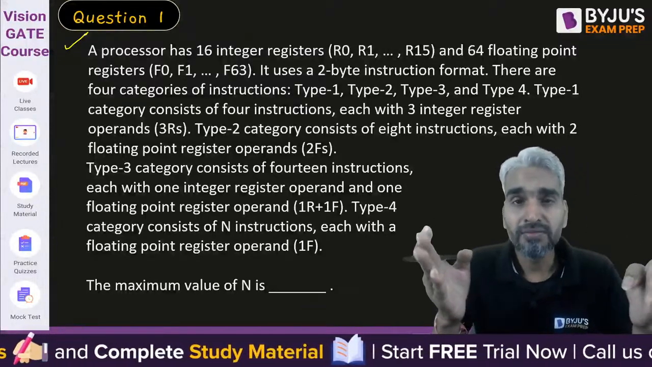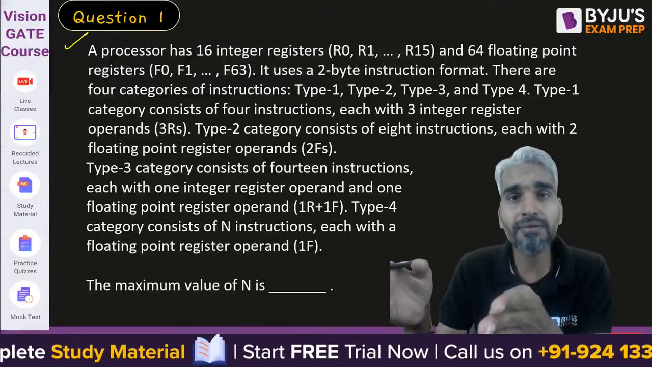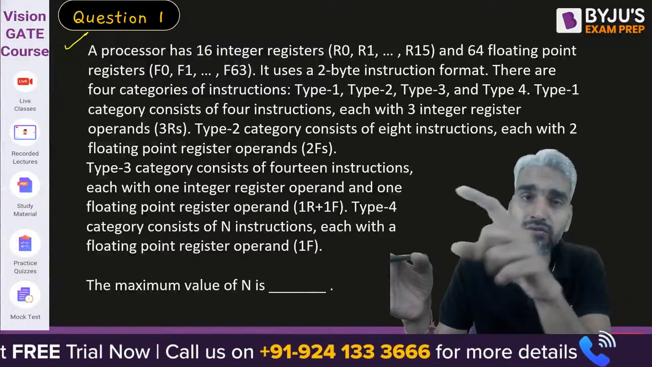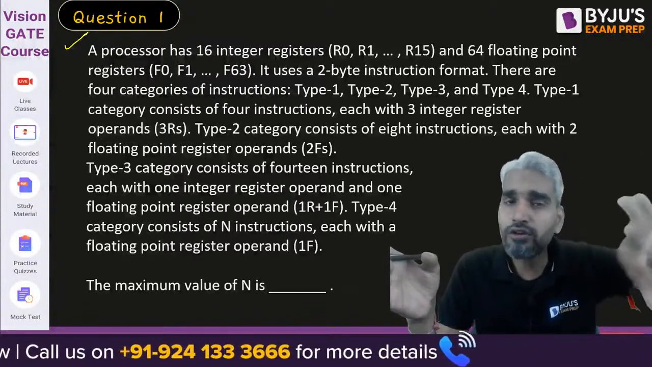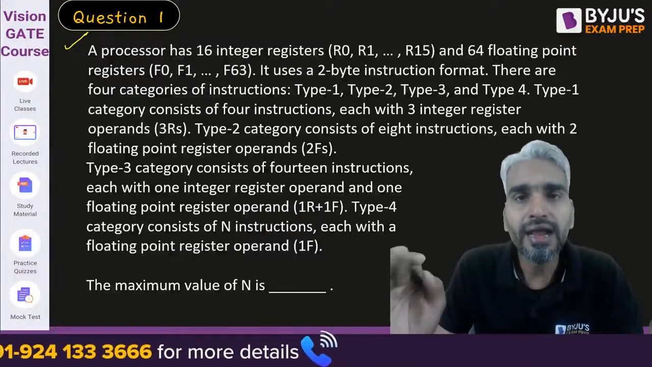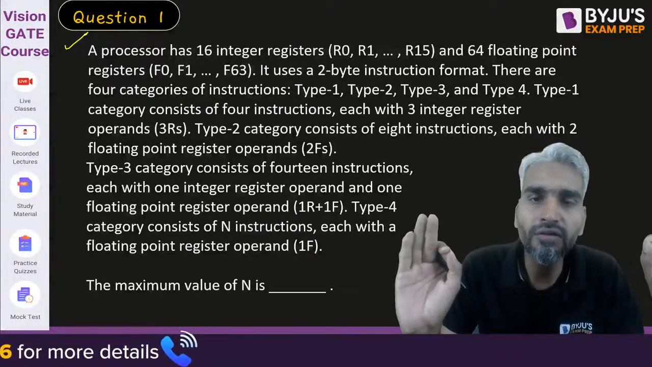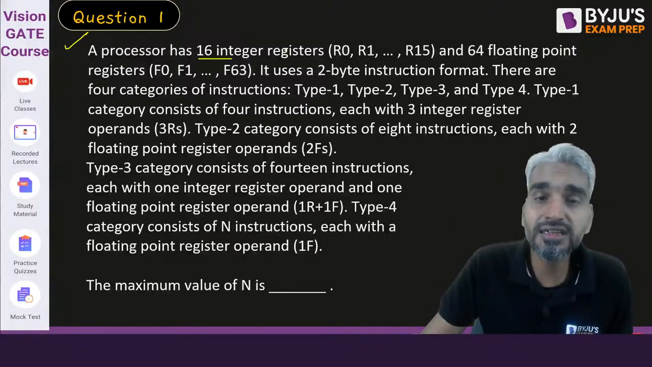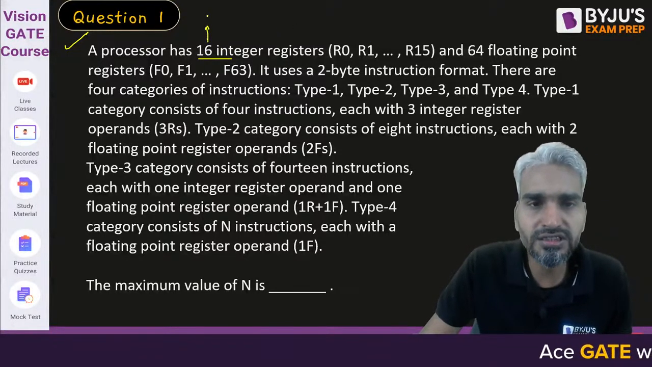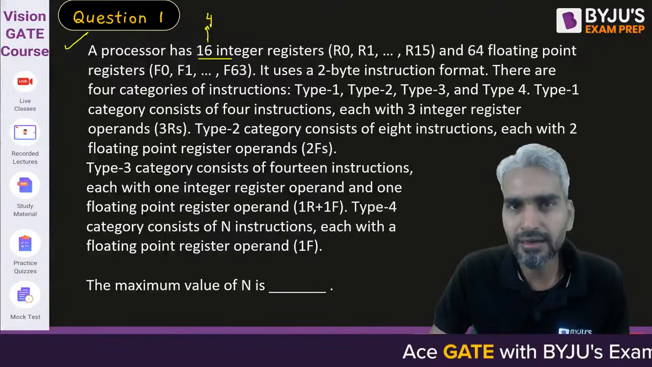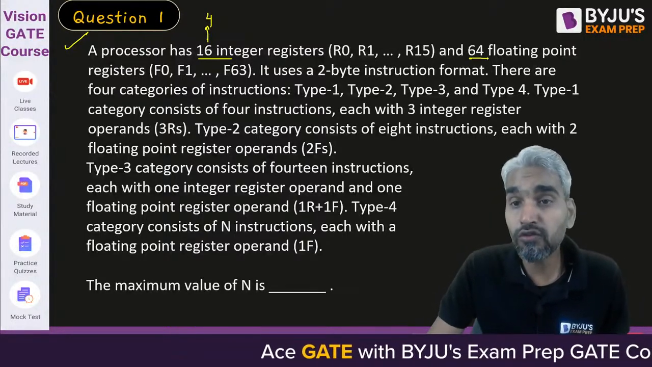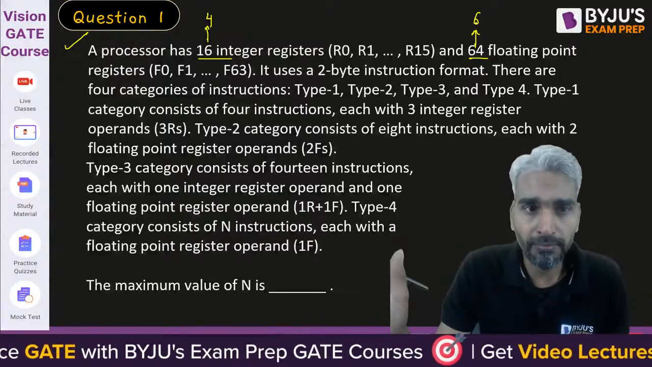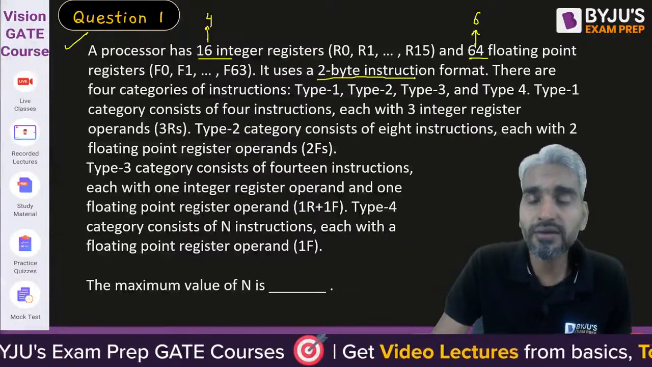What will happen? If the opcode field is expanding, then by how many bits is the opcode field expanding? 2 raised to the power of the number of bits by which the opcode field is expanding will get combined with all the free opcodes of the previous pattern, and you will be able to identify the number of instructions of that particular type. So let's look at the question. Our processor has 16 integer registers. So to represent 1 out of 16 registers, you will require 4 bits in the instruction format. Now 64 floating point registers, so to identify 1 out of those 64, you will require 6 bits in the format. Now it uses 2-byte instructions, so every instruction will be of 2 bytes.